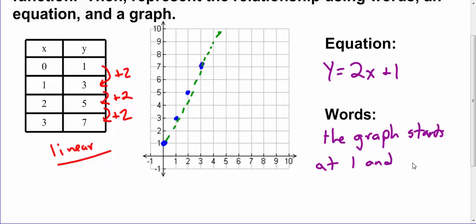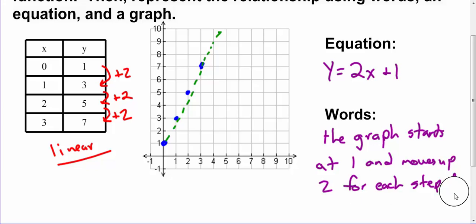and moves up 2, for each step, or I should say each step in the x direction. Alright, that's a little shaky. I'm not sure I like how I wrote that in words, but it works. Some of you might just write it in terms of what's the slope and what's the y-intercept. I would understand that as well.